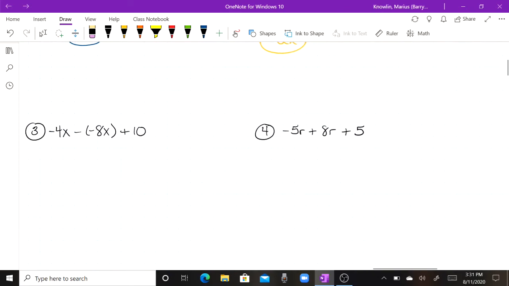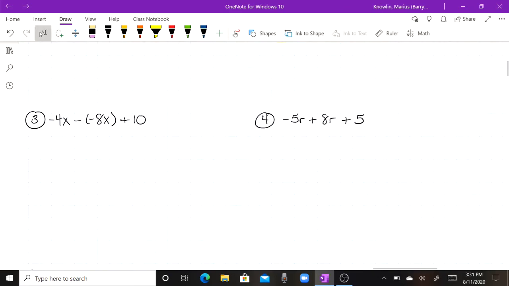Let's take a look at number 3. Number 3, we have a situation here. Well, let's rewrite it. We have negative 4x minus negative 8x plus 10. Subtracting a negative, which is happening right here, when you subtract a negative, that's the same as adding a positive. So really, I could rewrite this to say negative 4x plus 8x plus 10.